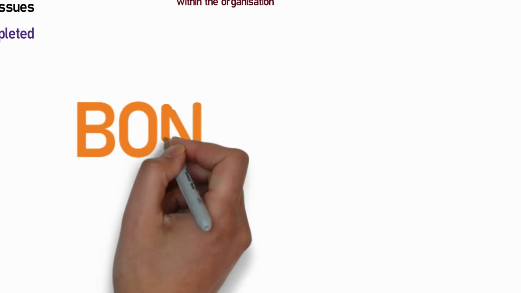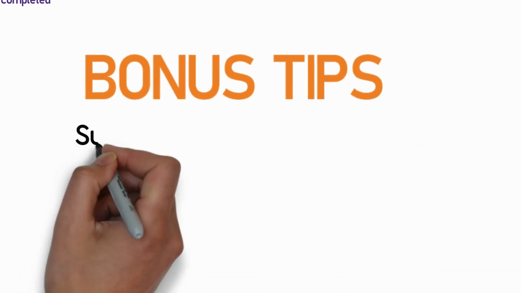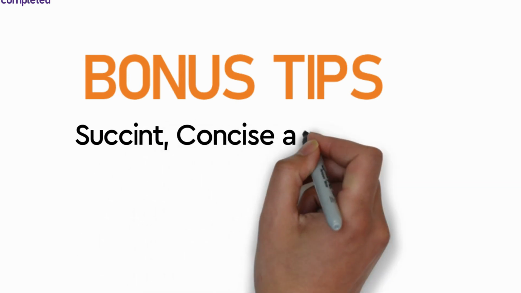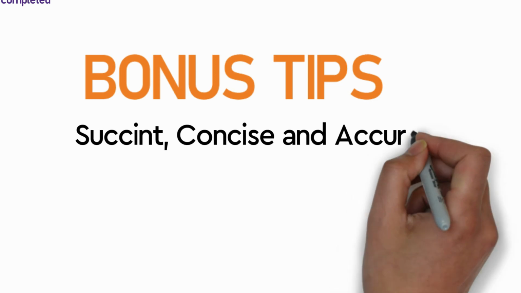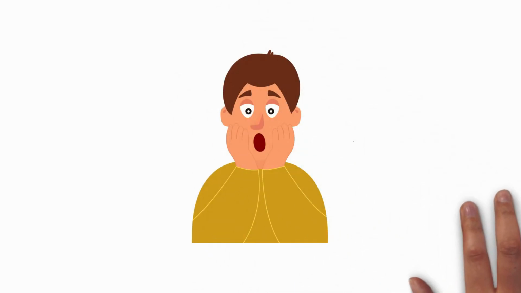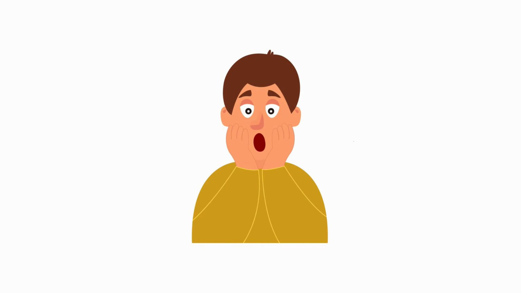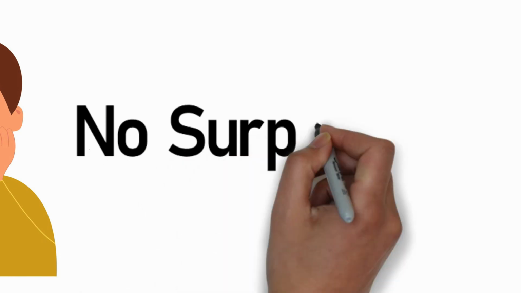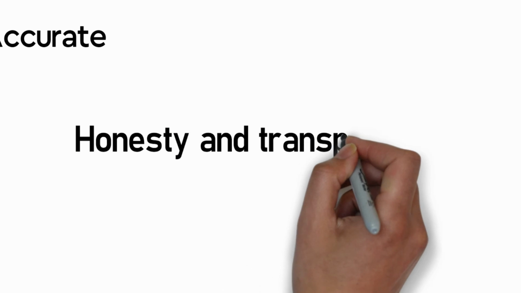Now, some bonus tips on your project status report. It is important to keep it succinct, concise, and accurate. Make sure it's also timely as well. Now, do not put any surprises into the status report. As I had mentioned earlier, make sure you have a conversation with the stakeholders before you actually produce the report, so that they're not seeing it for the first time in your project. It is also important to be honest and to be accurate as well.